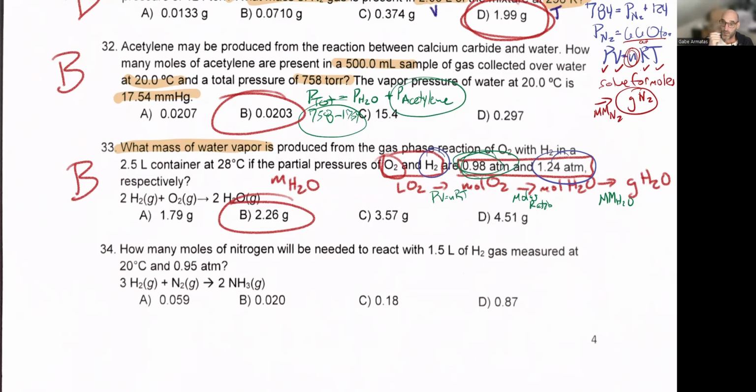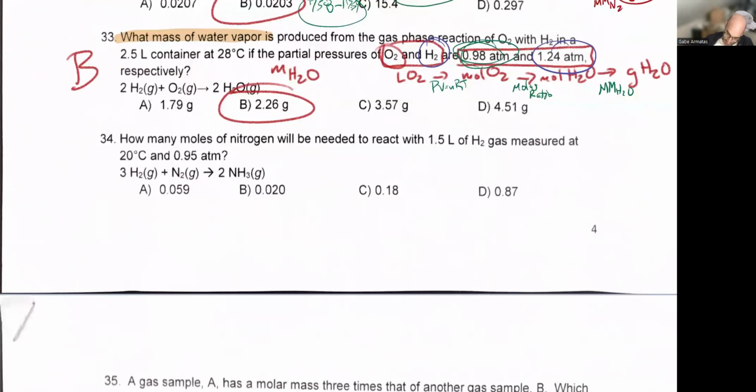Okay. Next one, how many moles of nitrogen are needed to react with, this is another stoichiometry problem, the same exact way. Maybe I will do this one because I have space, just so you can see how I did the one above. So I'm looking for simply the moles of nitrogen needed to react with 1.5 liters of H2.